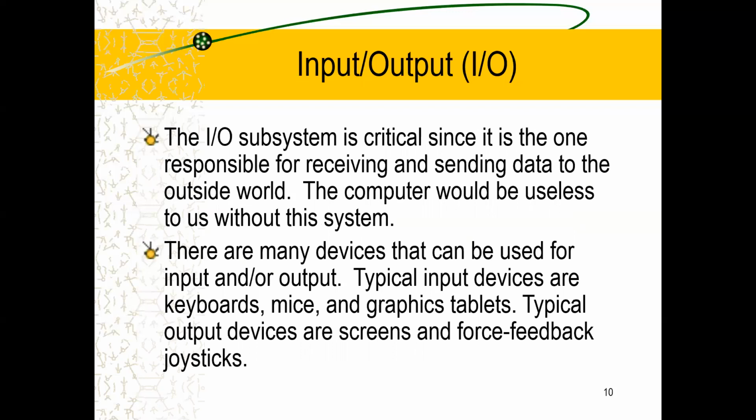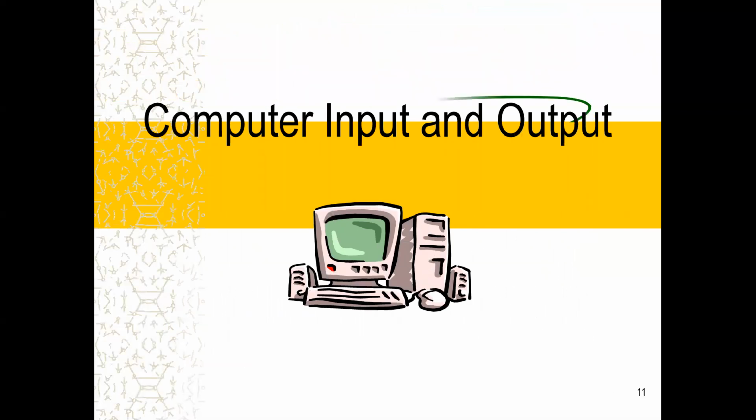Now, input-output devices. The input-output device is critical since it is responsible for receiving and sending data to the outside world. There are many devices that can be used as input or output. Keyboards, mouse, graphic tablets are examples of input devices, and screens, printers are all output devices.